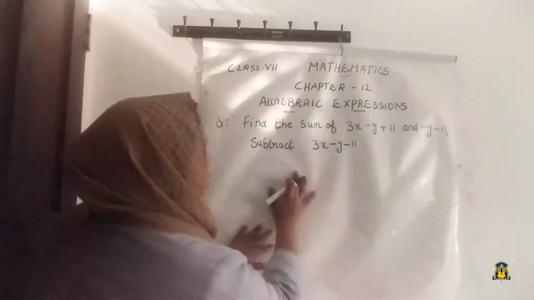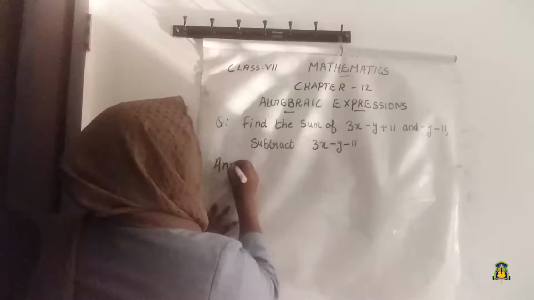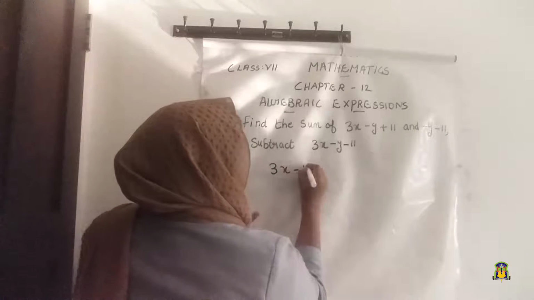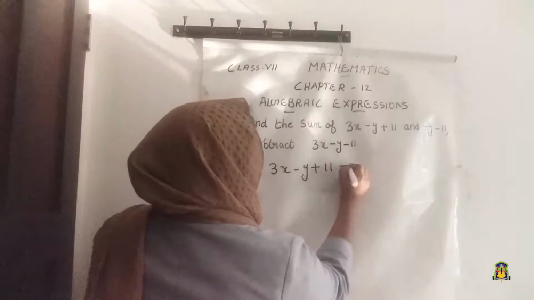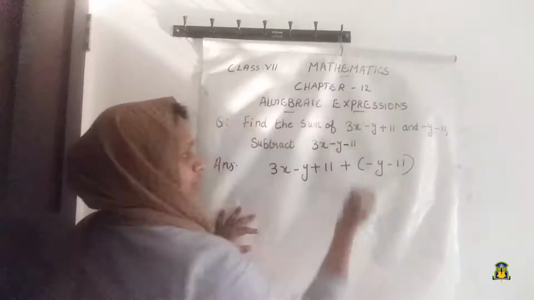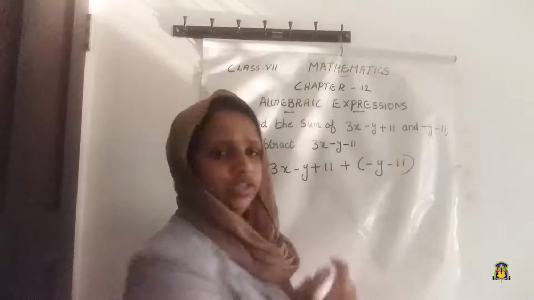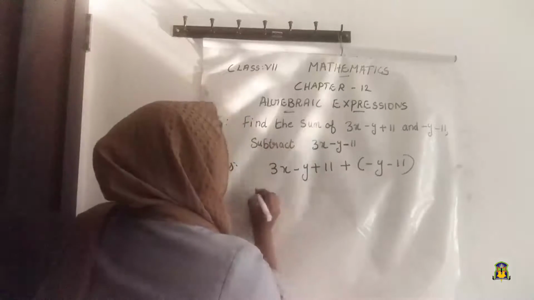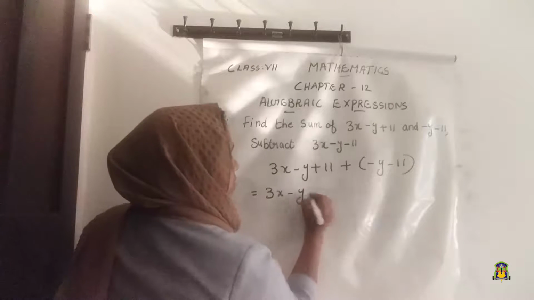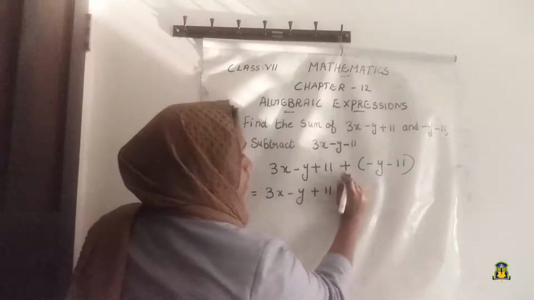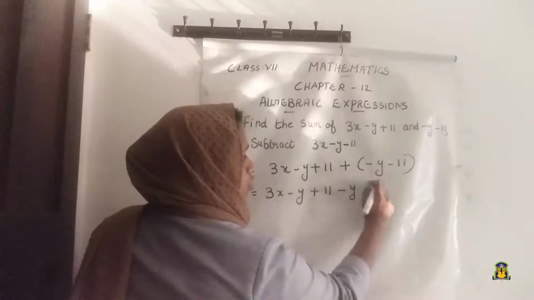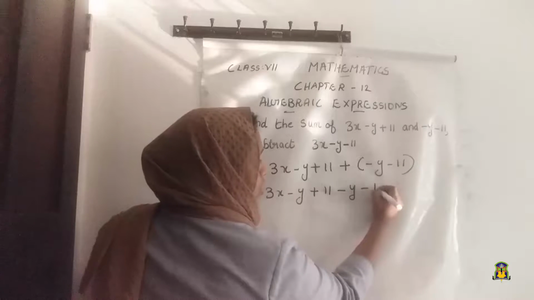So, how can we add? These two expressions, we want to find the sum. So, that is 3x minus y plus 11 plus negative y negative 11. The next expression we enclose in the bracket. Next, 3x. Next we want to open the bracket. 3x minus y plus 11. Plus into negative, it is negative y. Then plus into negative, again negative 11.